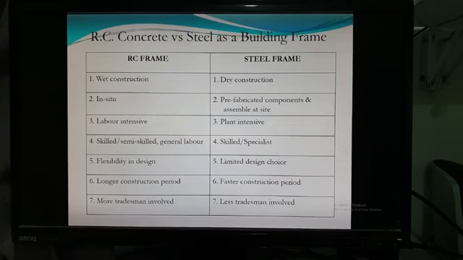Whereas for steel frame, we need less tradesmen. We just need the iron worker to handle the I-beams into position and to install them. Other than that, we might need like machine operator and such. So a lot less tradesmen.